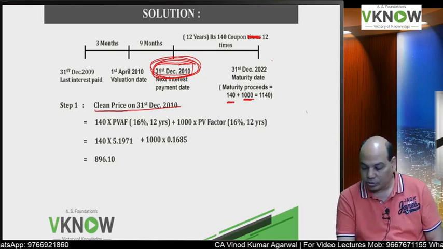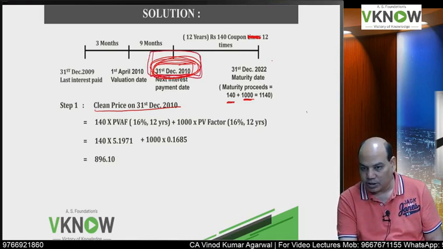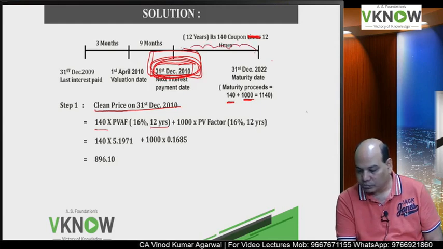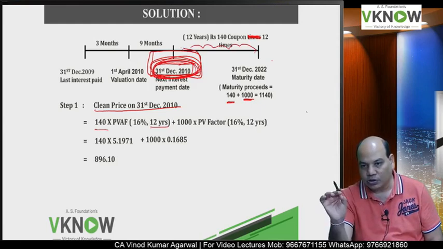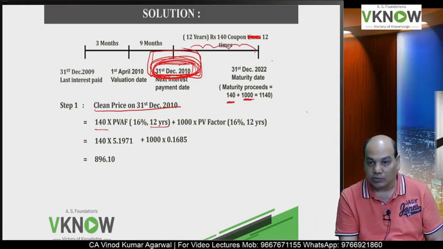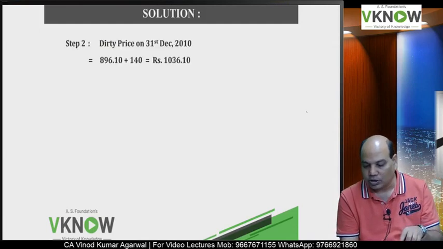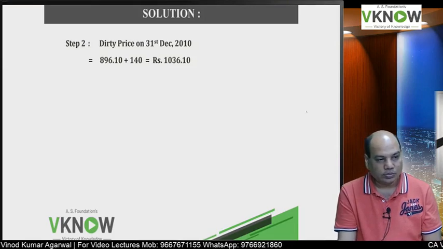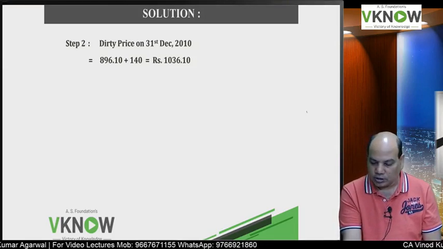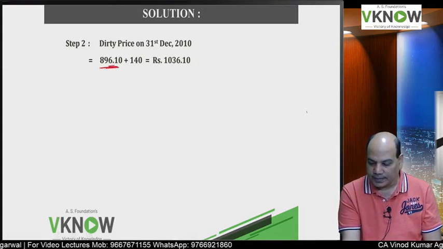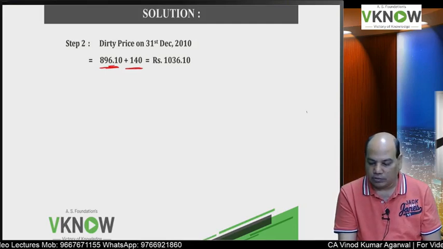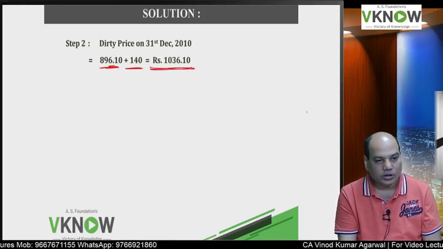But remember, the coupon of 31st December 10 is also pending. This 140 12 times is next 12 coupons. 31st December 2010 coupon is also pending. I will add that also, so that will give me dirty price. So below that write down step 2. Step 2. Dirty price on 31st December 2010. You will take the previous answer, clean price, and add coupon of 1 year 140. That will give you 1036.10.